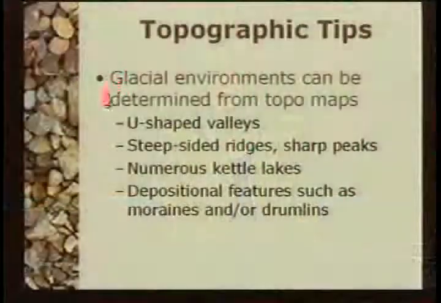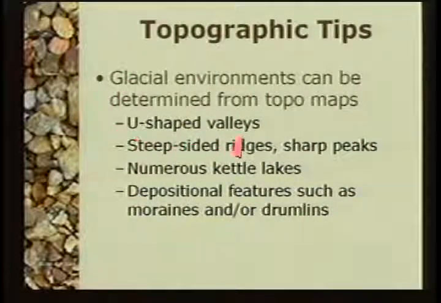Okay, some of the tips, again, we want to look for those U-shaped valleys, very different from a fluvial system where we have a V-shaped valley. Those steep-sided ridges, those are arêtes. The short peaks, those are horns. The numerous kettle lakes, and we can also look for depositional features such as moraines or drumlins. And again, the drumlin can tell us the direction the ice flowed originally.